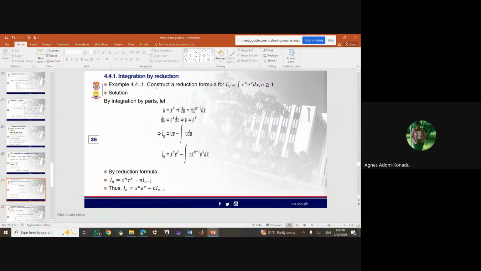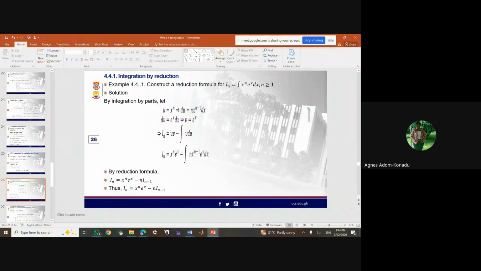So we want to construct a formula that we can use to solve some kinds of questions or problems. For example, we want to construct a reduction formula for I_n equal to the integral of x to the power n e to the power x. This is a general function. So we have x to the power n e to the power x dx.